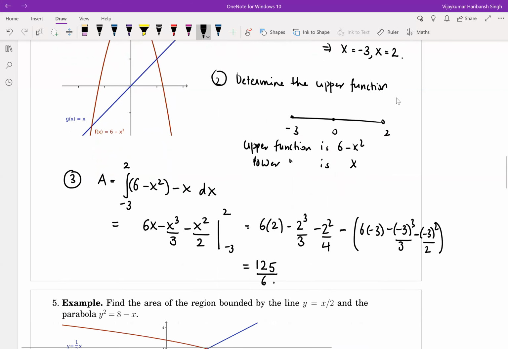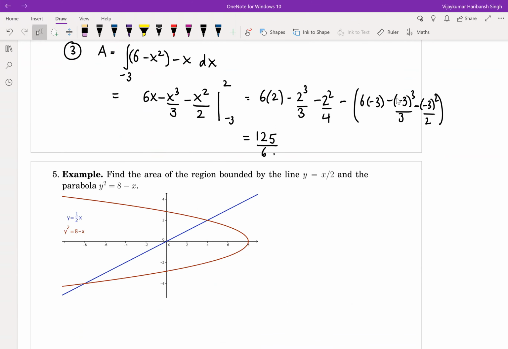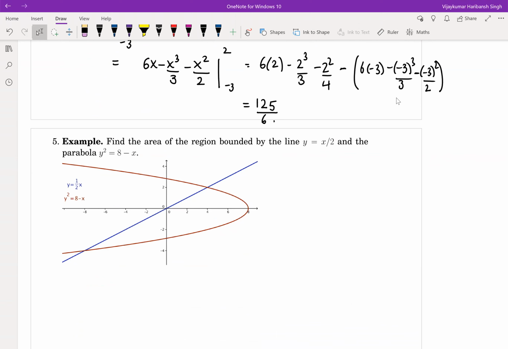All right, now let's consider the following problem. Find the area of the region bounded by y equals x over 2 and y equals 8 minus x squared. If you look at the upper curve in this region, the upper curve's behavior changes. In this region, the blue is the upper curve, and this one is the lower curve.